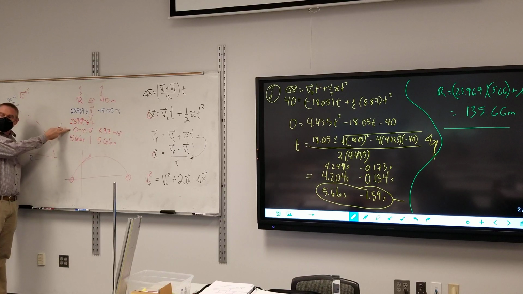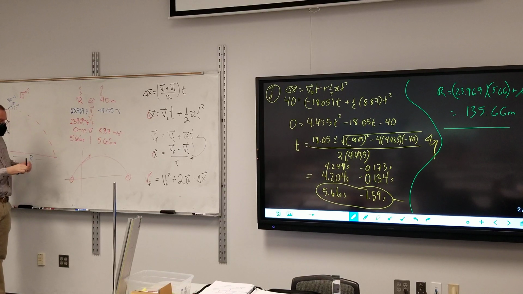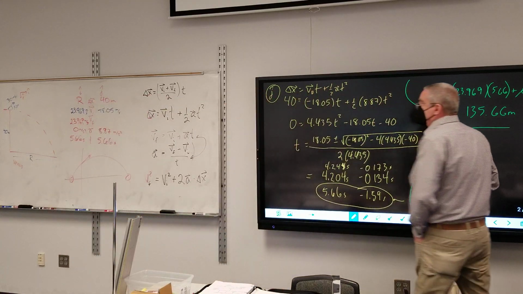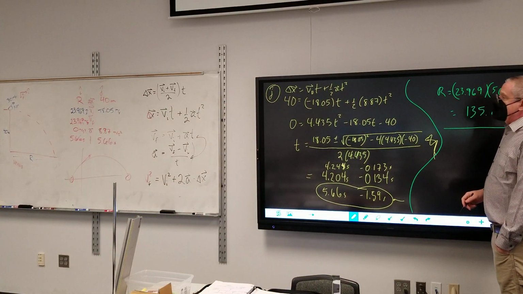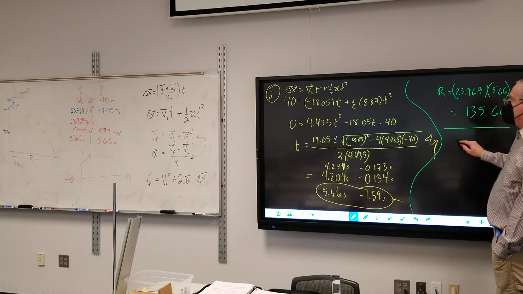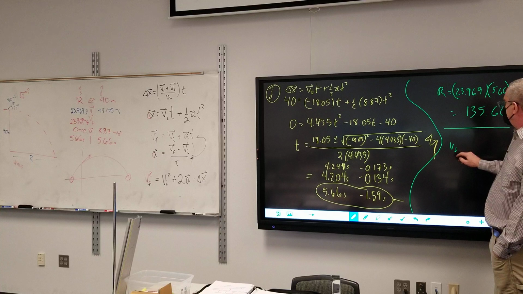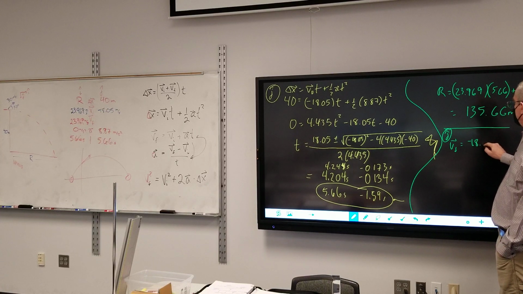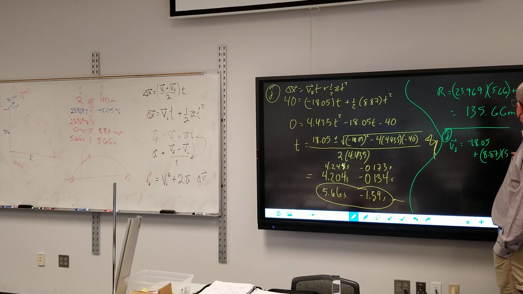Again, acceleration is 0, which means there's no change in the velocity horizontally. All right, so we stick in the vertical stuff. You mentioned the third equation, we can go for that one. So I've got V final, and this is vertical, is equal to negative 18.05 plus 8.87 times 5.66.